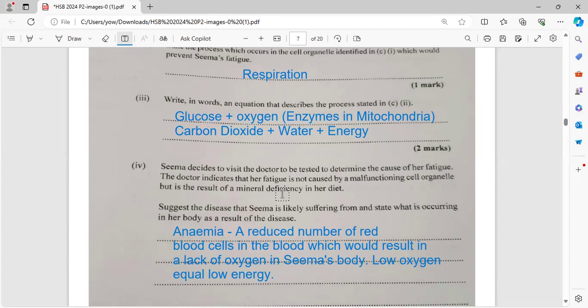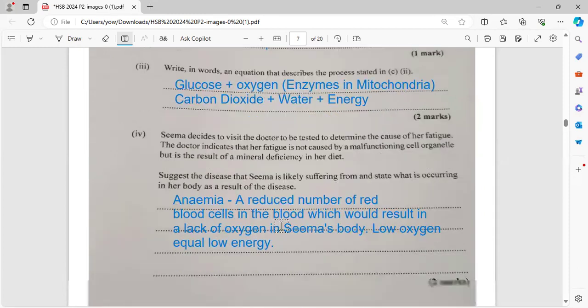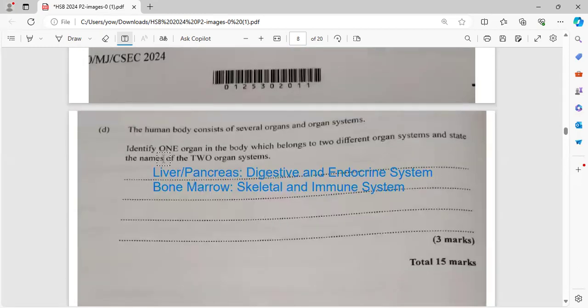So yes, anemia results in sickle cell anemia. All right, so reduced number of red blood cells in the blood. All right, moving on.